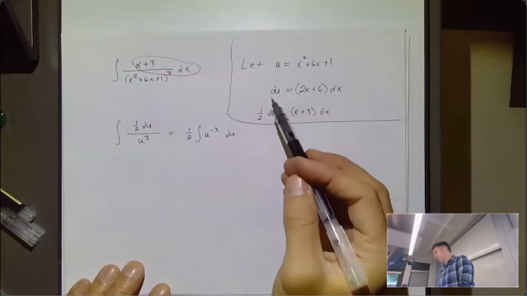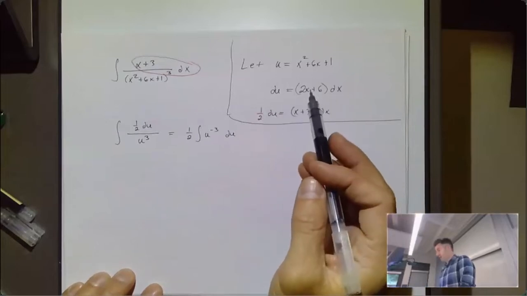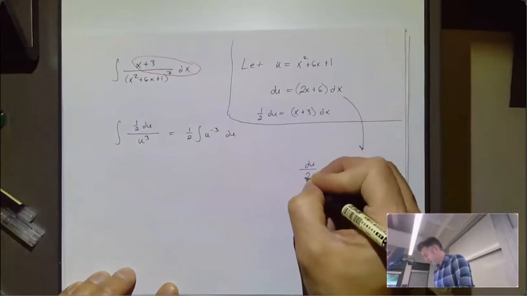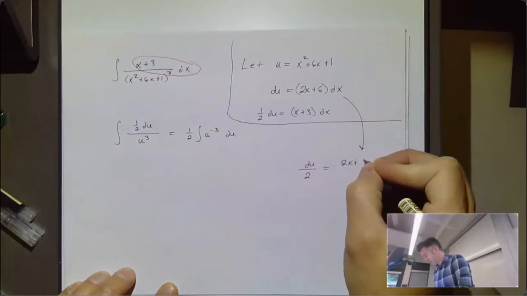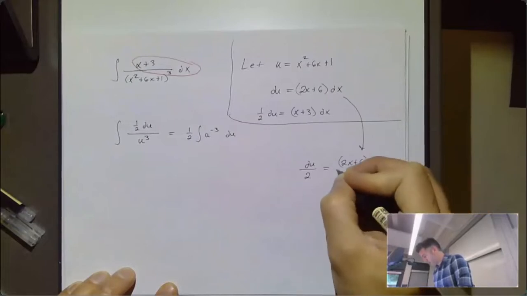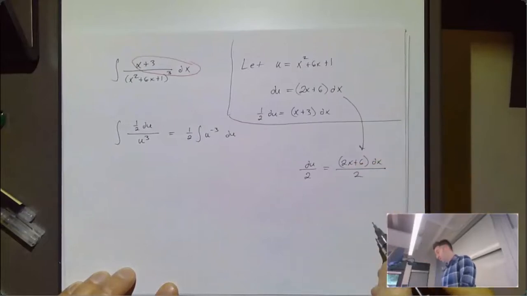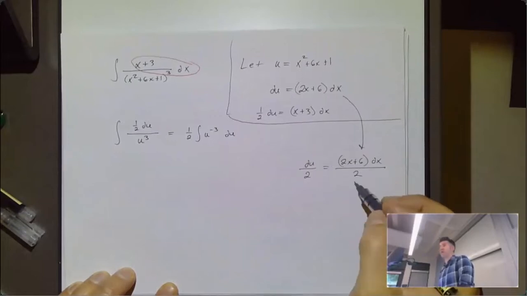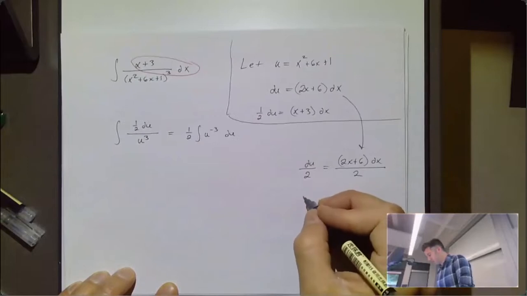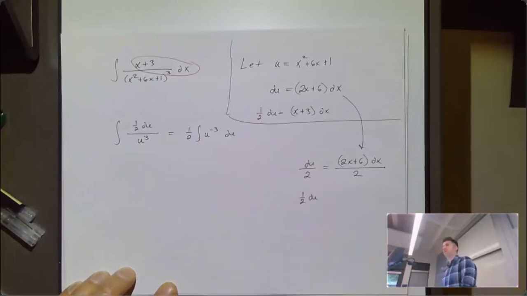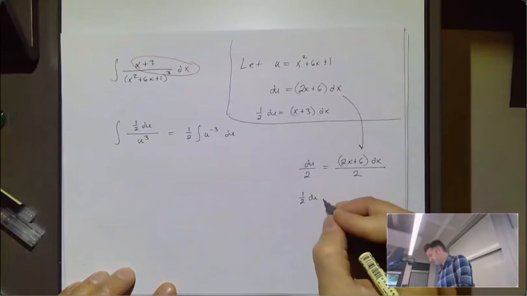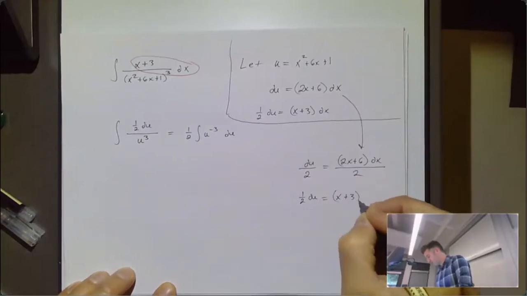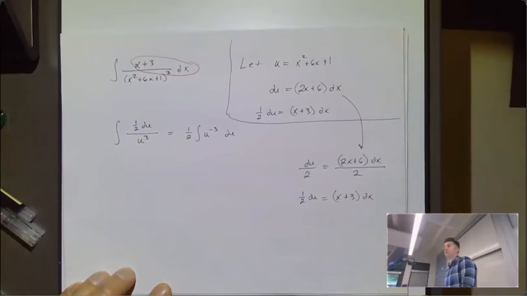So what I really did was I divided both sides of this by 2. So I'm really doing du divided by 2 equals 2x plus 6 times dx divided by 2. And then really I'm doing this part divided by 2. So 2x divided by 2 is x, 6 divided by 2 is 3. So this becomes 1/2 du, or du over 2, whichever way you want to write it, equal to 2x divided by 2 plus 6 divided by 2. Yes, that's what I'm doing there.